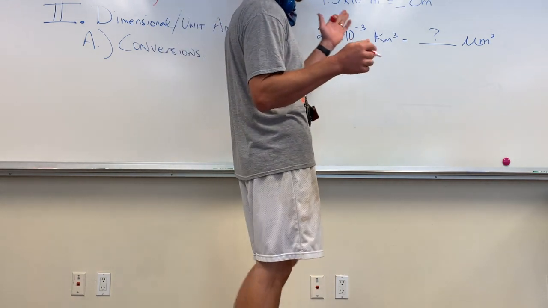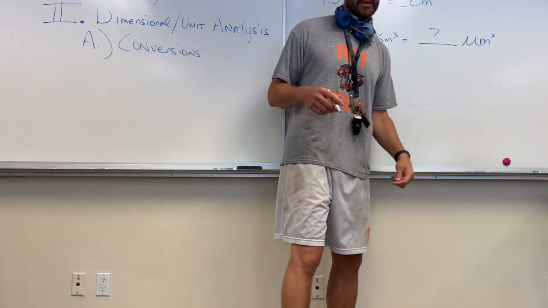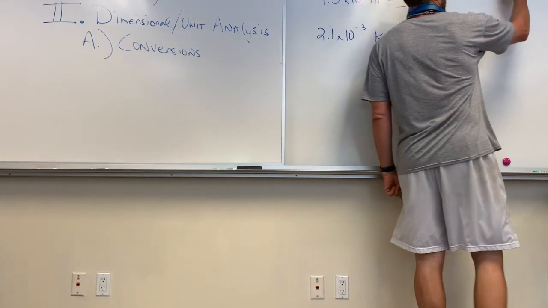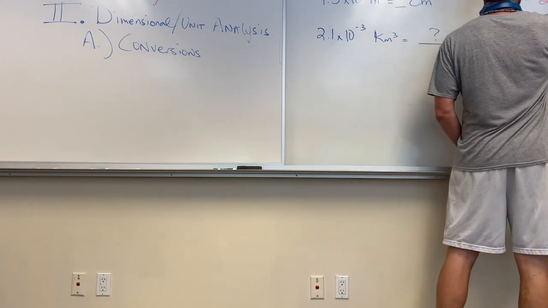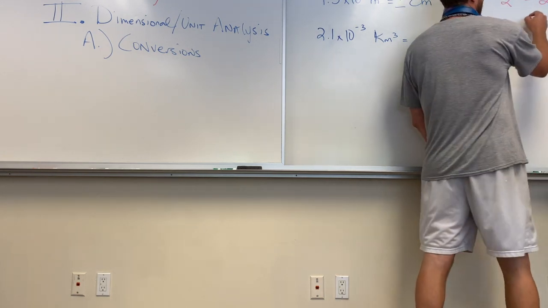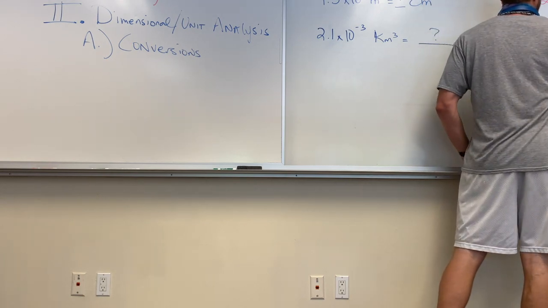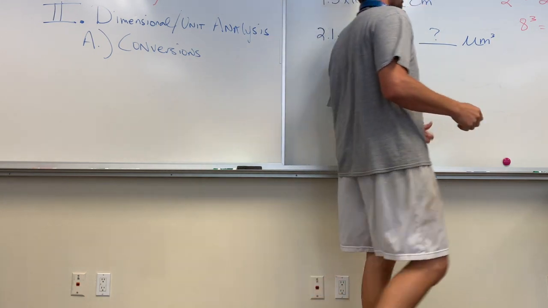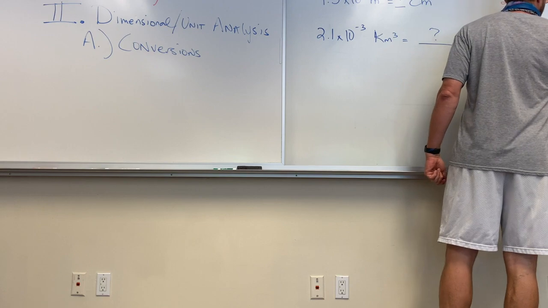And I like to do it and say, well, what does it mean when we square a unit or when we cube a unit? It means the same thing when we do it with a number. So for instance, if I was to write 2 squared, what does that mean? It means 2 times 2. If I was to write 8 cubed, that means 8 times 8 times 8. So if I was to write centimeters squared, that means centimeters times centimeters.